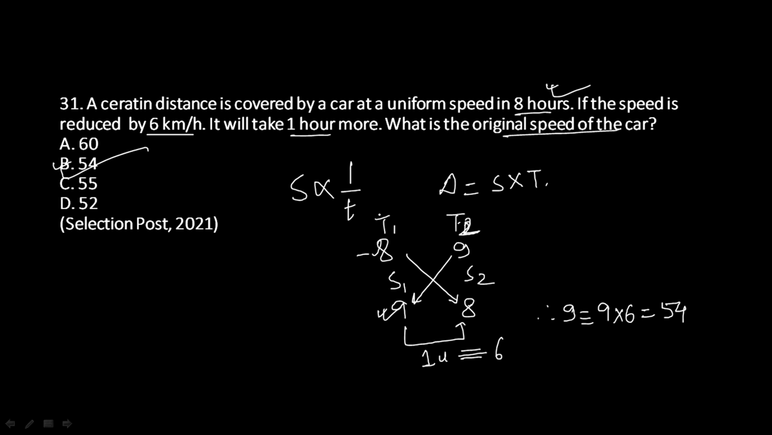Nothing, we just have to establish this. Time 1 and time 2 are given, so speed 1 and speed 2 will come from their ratio. And the difference is 1 unit. This 1 unit is equivalent to the reduced 6 km per hour. So 9 will be equivalent to 54 km per hour. So we're moving to the next round now. If you have any doubt regarding this question, you should ask.